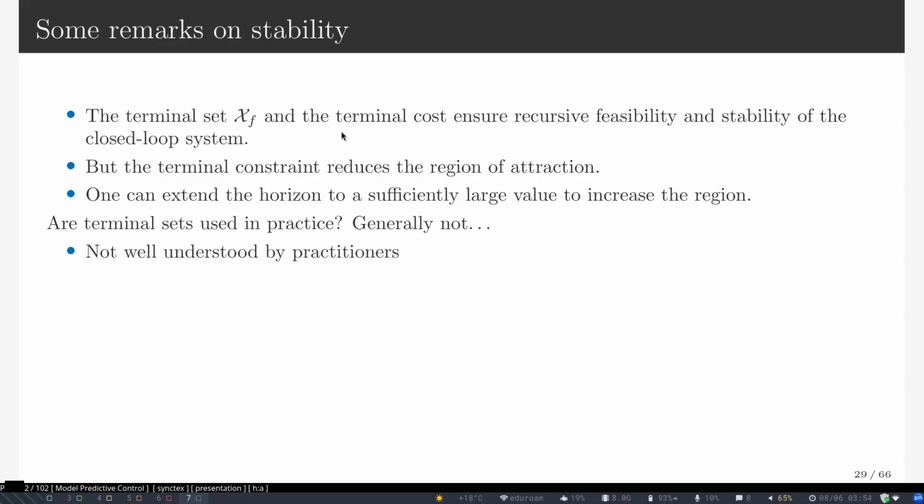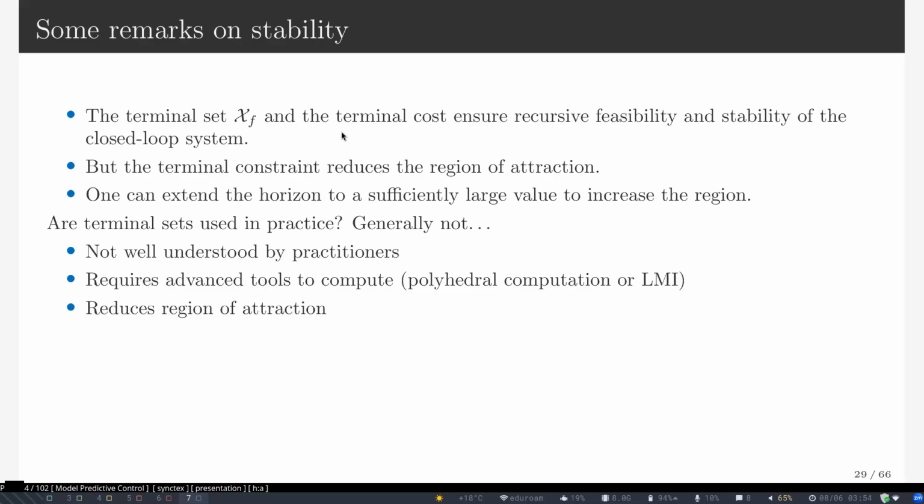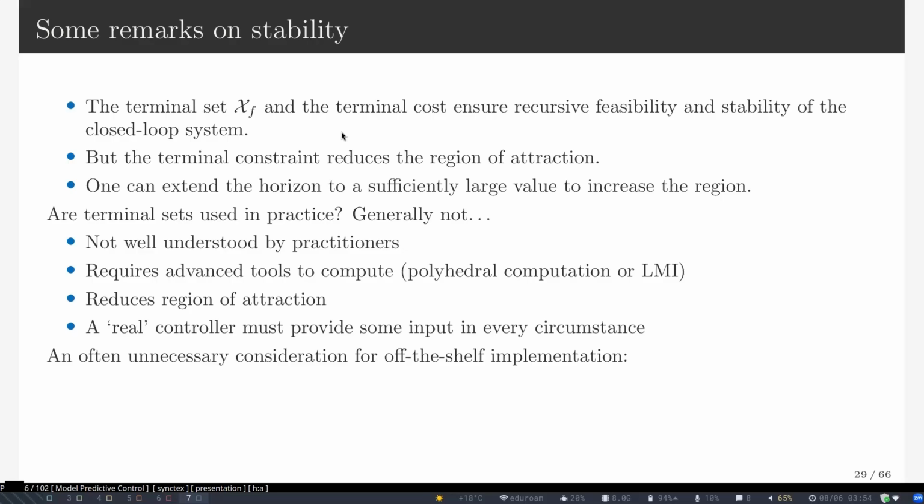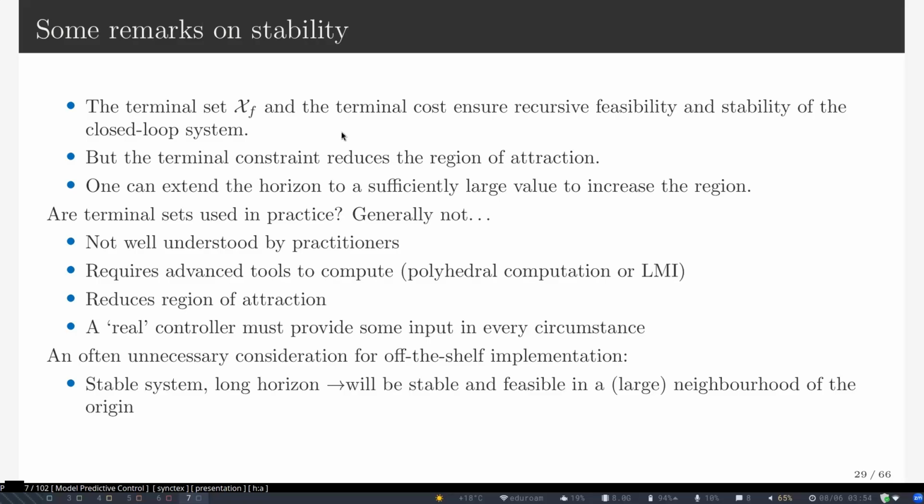So are terminal sets used in practice? No. They are not well understood. You need to do a whole bunch of computation. Sometimes they become quickly intractable on a desktop computer. They reduce the region of attraction. And sometimes even a bad input is better than letting the system go open. And it's an often unnecessary consideration for off the shelf.